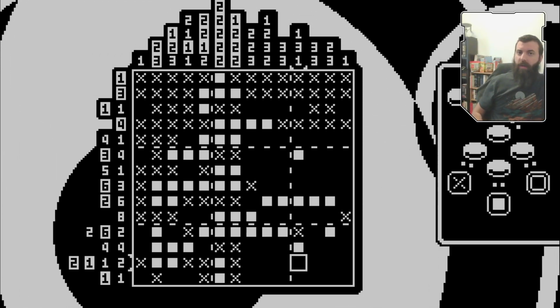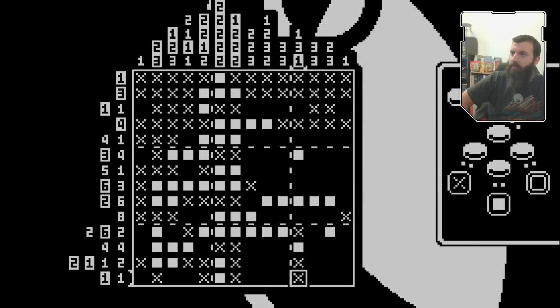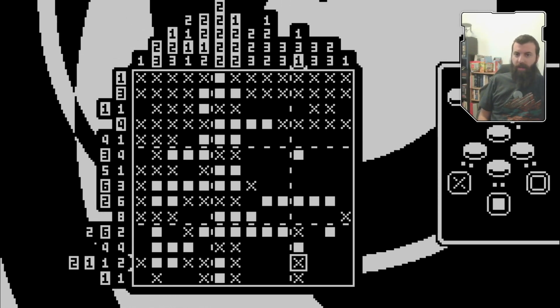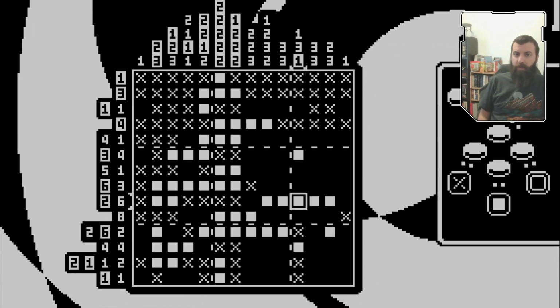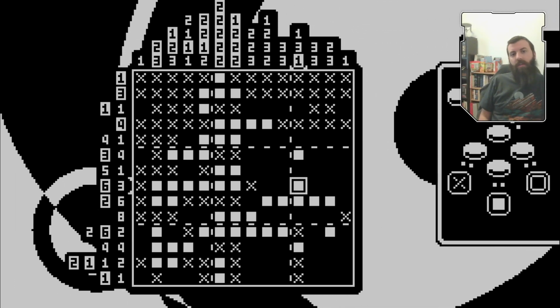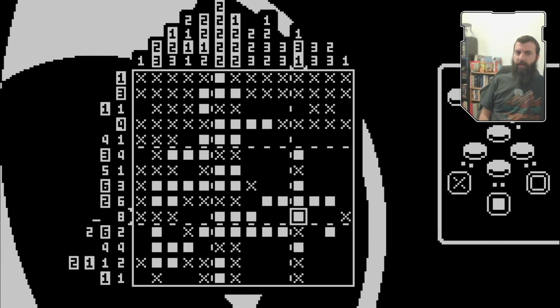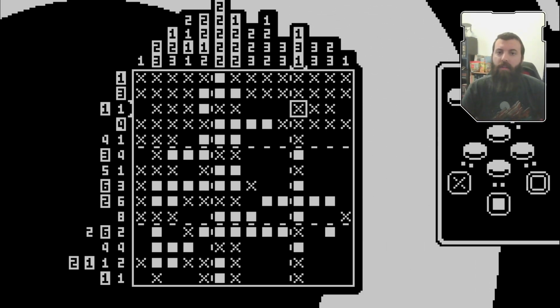Looking vertically, we've got 1, 3, 1. Couldn't fit anything other than the 1 right there, so that has to be closed off. Which means this has to be part of the 3. We couldn't go here, because then it would be a 4. So that has to be the 3. That closes that column off.